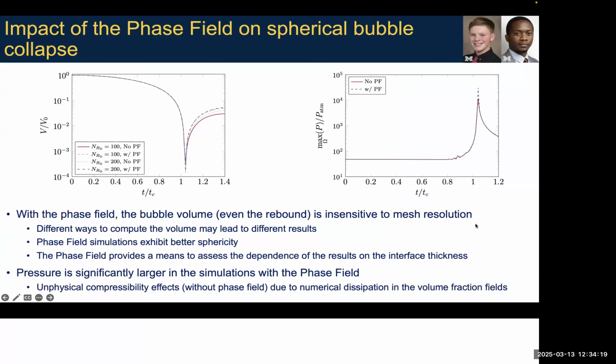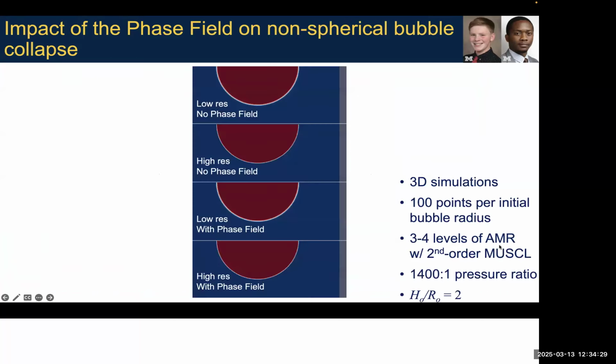We can look at all sorts of quantities of interest here, like the volume over time and the pressure that's generated. These are all quantities that are interesting in the context of cavitation erosion. Now thinking of the same problem, but looking at collapse near a solid surface, we're looking again at simulations without the phase field first, low resolution and high resolution, and then lower and higher resolutions with the phase field.